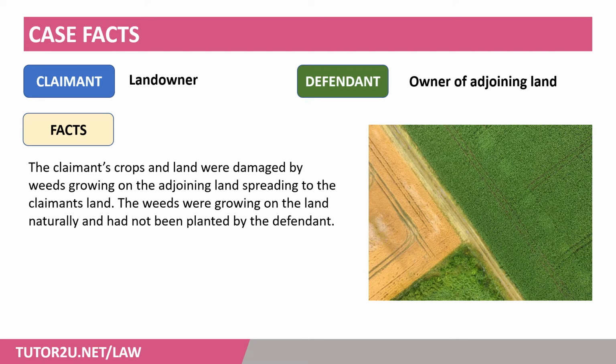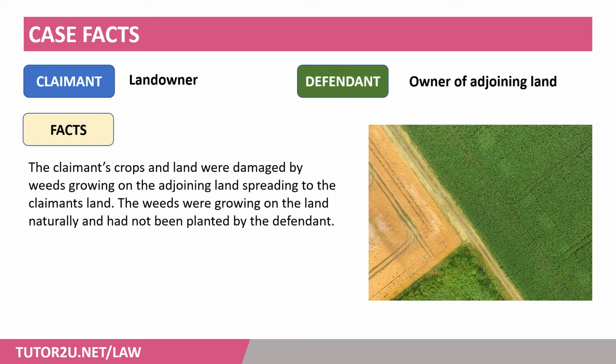In this case, there was a landowner, who was the claimant, and the defendant owned adjoining land. The claimant's crops and land were damaged by weeds which had grown on the adjoining land. They had spread onto the claimant's land and caused damage. The weeds were growing on the land of the defendant.